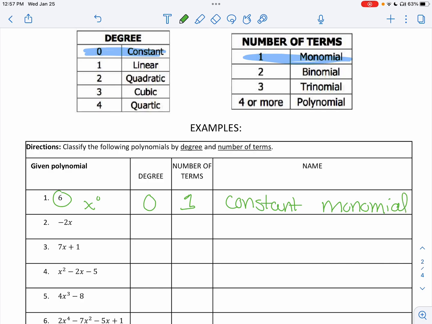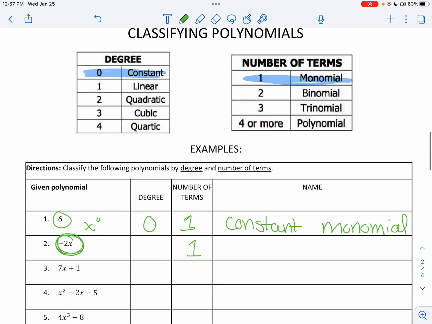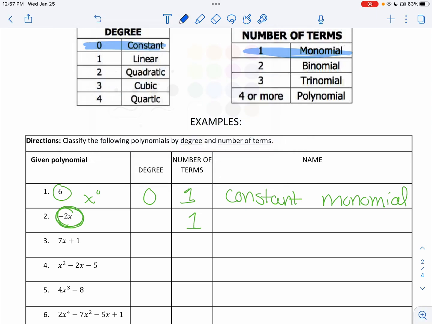Number 2. I see that there's only one item. There's no adding or subtracting, so I'm going to put that in my number of terms. And I see the exponent on x is a 1. The highest exponent I see is a 1. I should have color coded that. Let me make that blue so you can see where I get that from. Let's get rid of my old highlights. So I have a degree of 1, and a number of terms of 1. So that would be called a linear monomial.